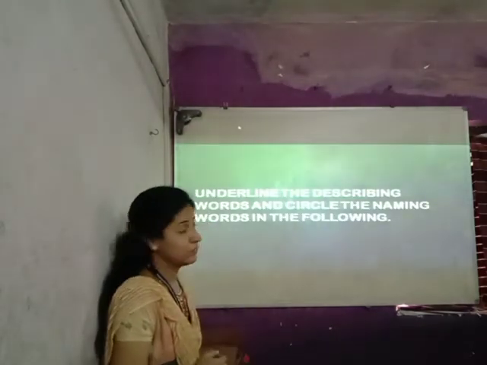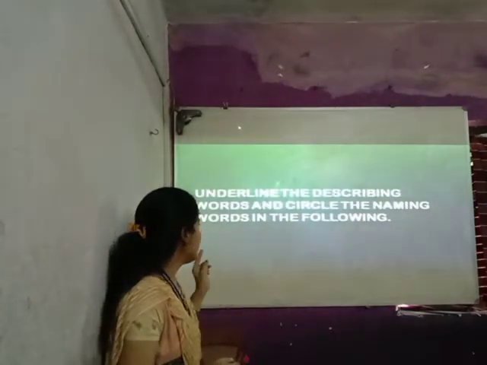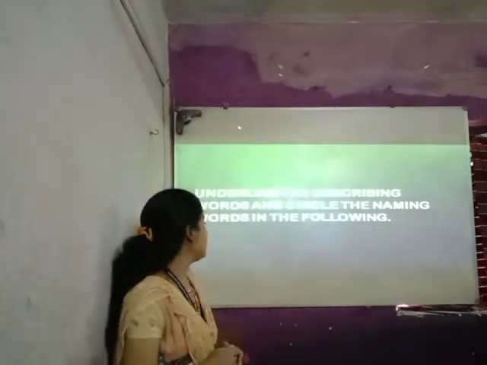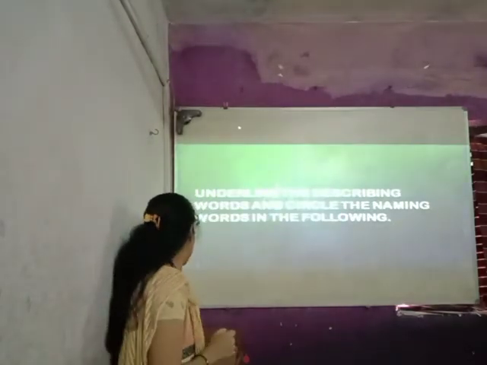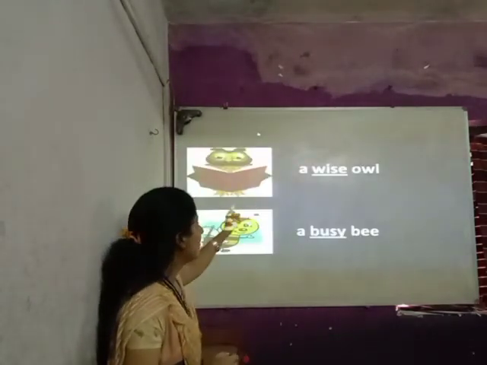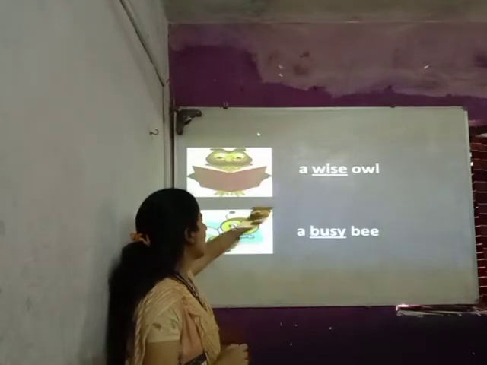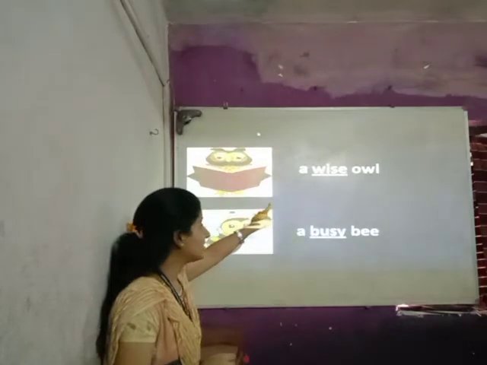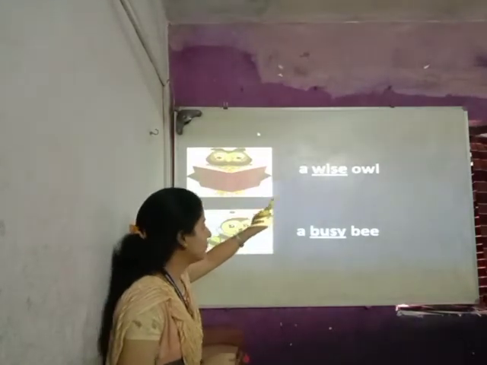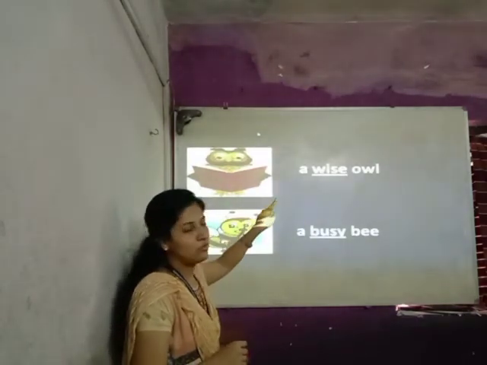Now, what you have to do? Underline the describing words and circle the naming words in the following. Let's see the first. A wise owl. Here, owl is there. But how is the owl? Wise. So, wise is a describing word. So, we have underlined the word wise.